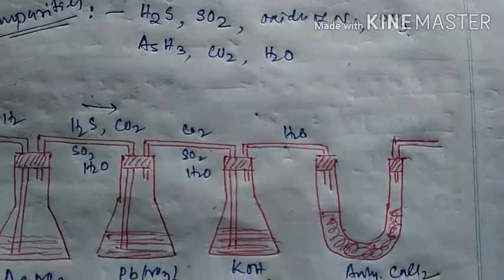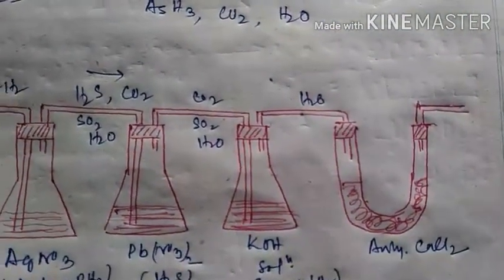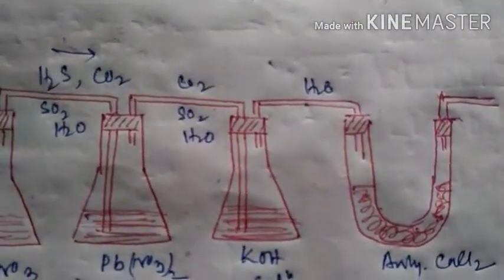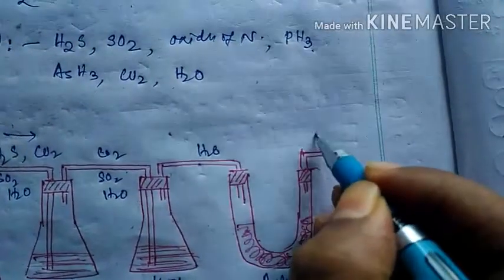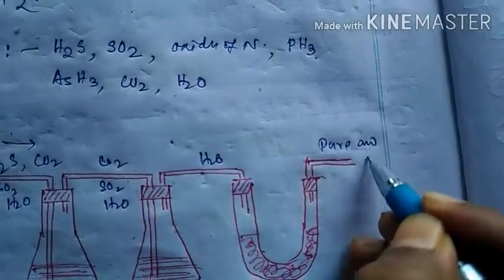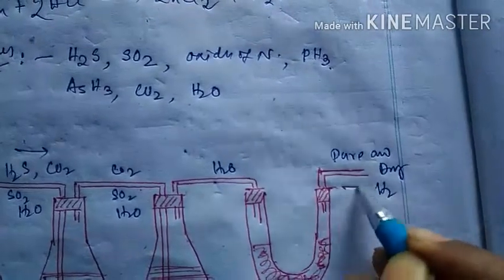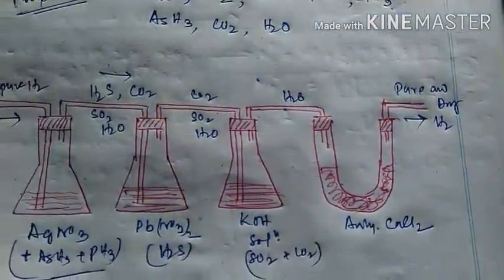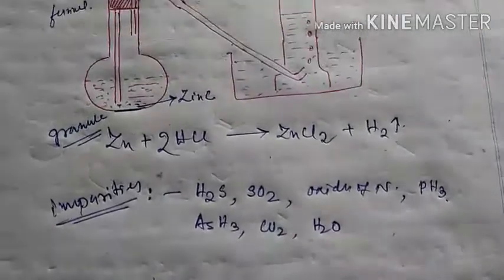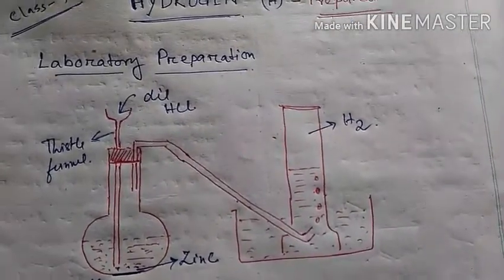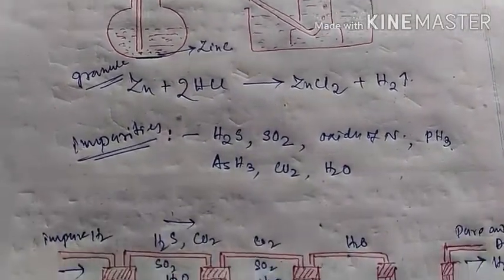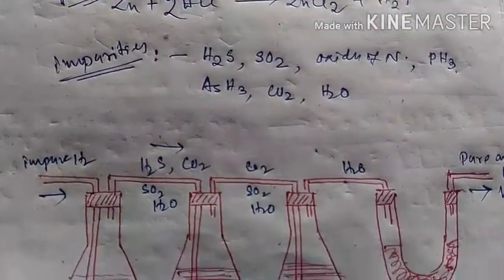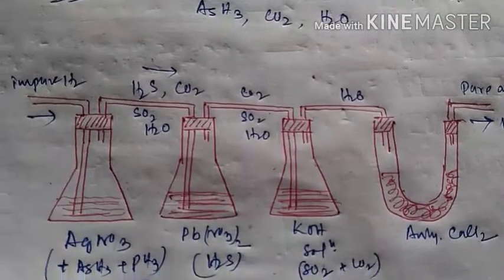Now only water vapor comes, and water vapor is absorbed by calcium chloride. When calcium chloride absorbs the water vapor, then you can see pure and dry hydrogen. Dry because water is already absorbed, pure and dry hydrogen comes out from here. So this is the system of how hydrogen is prepared in the laboratory. There are several methods of preparation of hydrogen, and now we are going to discuss them.